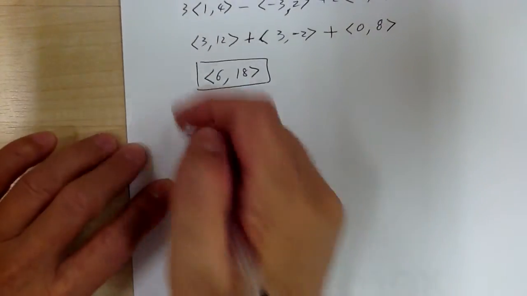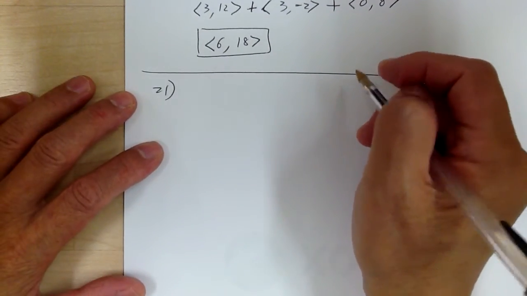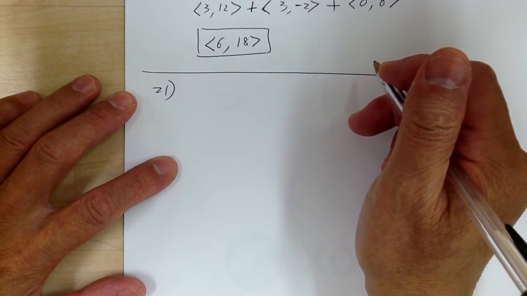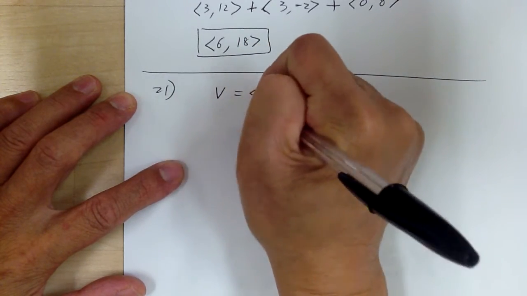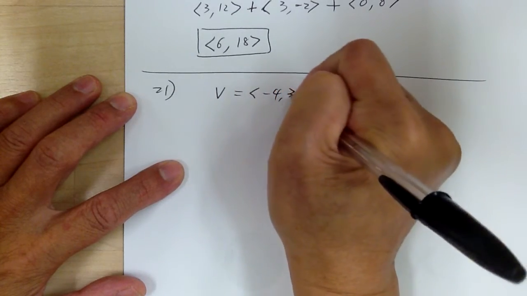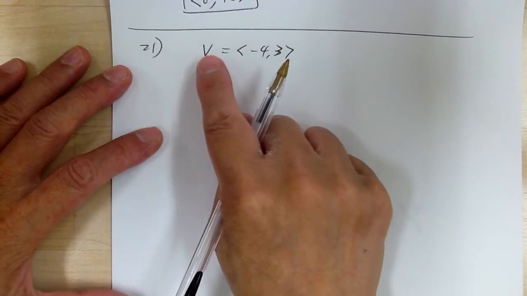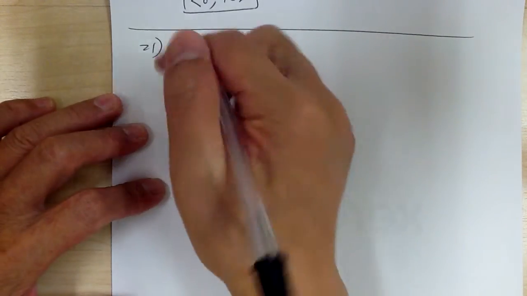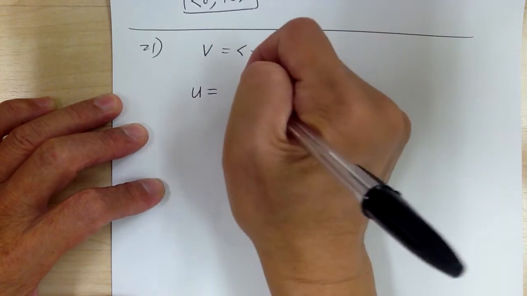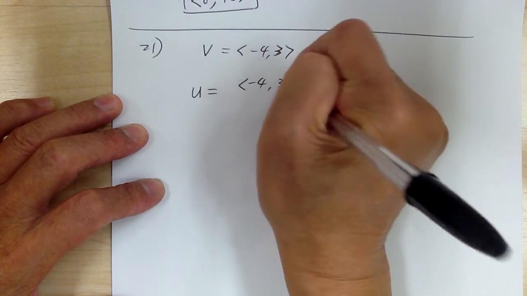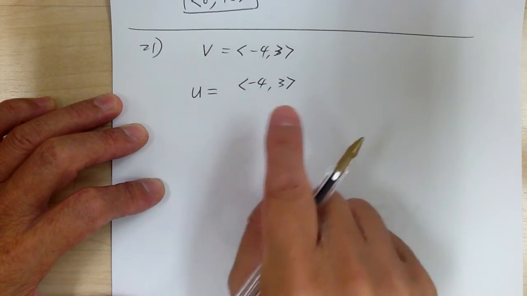Okay, let's go to 21. You want to form a unit vector. So U is a unit vector of V, where vector V is (-4, 3). A unit vector is a vector with the length of 1. It's the vector in the same direction with the length of 1. So start with that vector to get the direction.